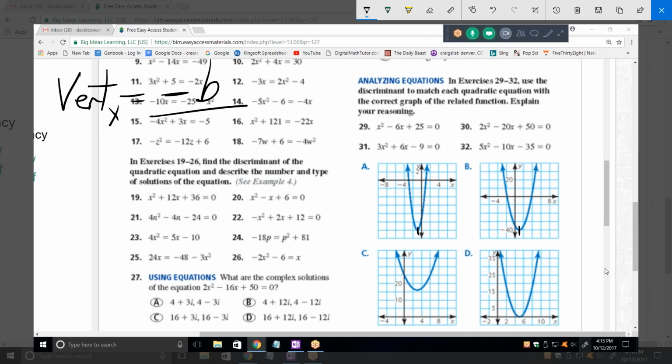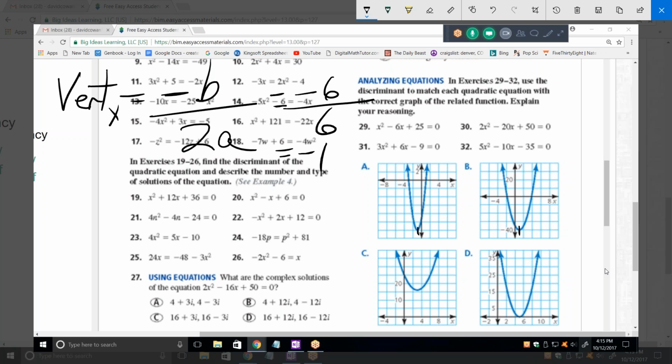Minus b over 2a. Okay. So for 31, tell me the x-coordinate of the vertex. So it is negative 6 over 6, which is negative 1. Right. Now that tells us which curve it is.